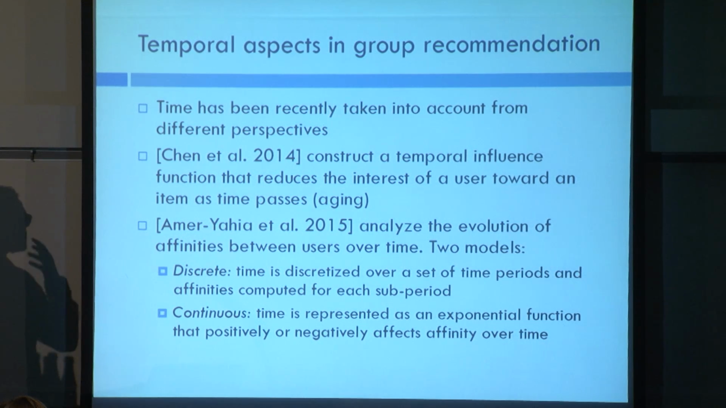A more complex approach was developed in 2015, in which the authors analyzed the evolution of the affinities between the users over time. And the authors built 2 models. One is a discrete model in which time is discretized over a set of time periods, and the affinities are computed for each subperiod of time. The second model is a continuous one, in which time is represented as an exponential function that positively or negatively affects the affinity over time.